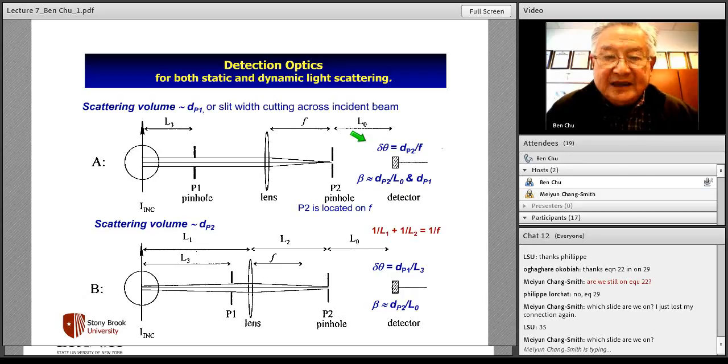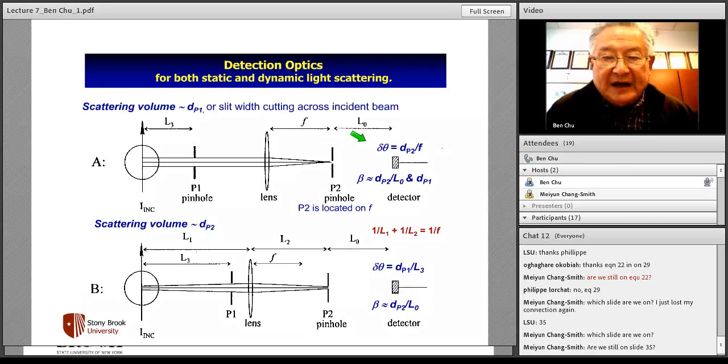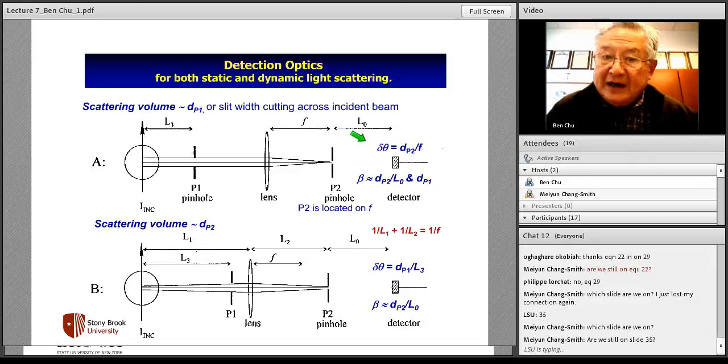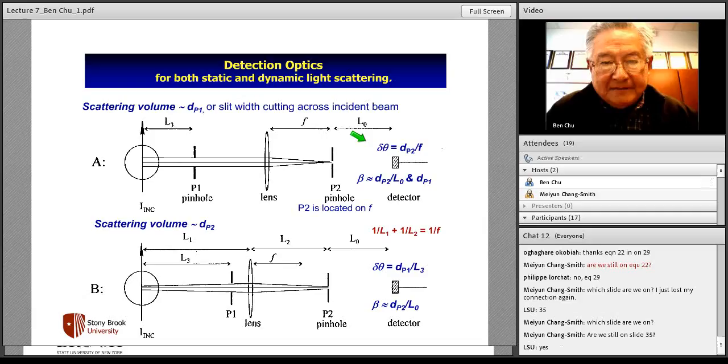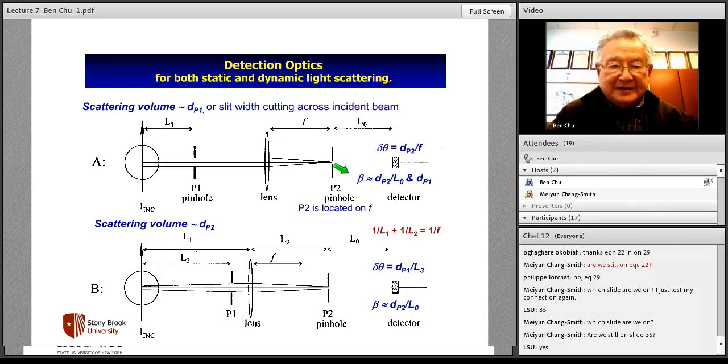But this delta theta at low angle will have an effect on the dynamics, because in the theta dependence of the dynamics, this will play an important role. You may have spread functions and so forth, and you have to be careful about that. The coherence in this case is essentially going to be affected by dp2 over L0, plus dp1. So this is the first one.